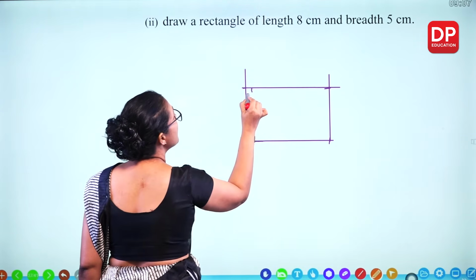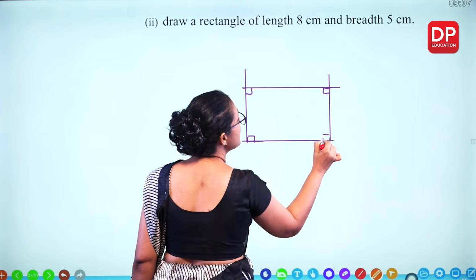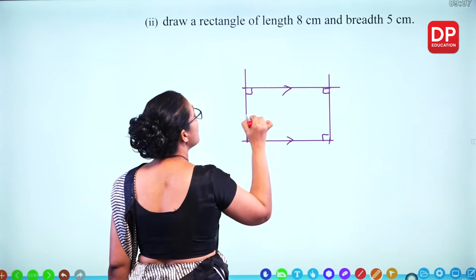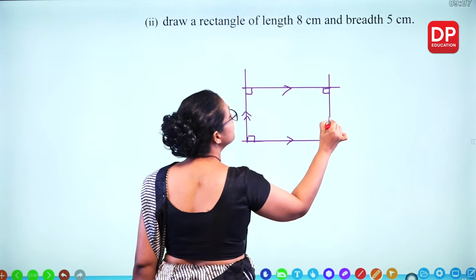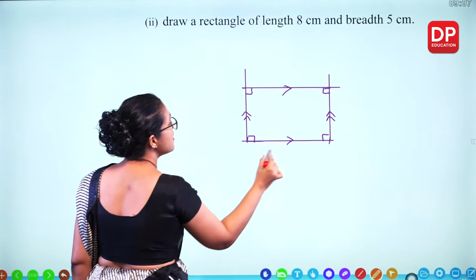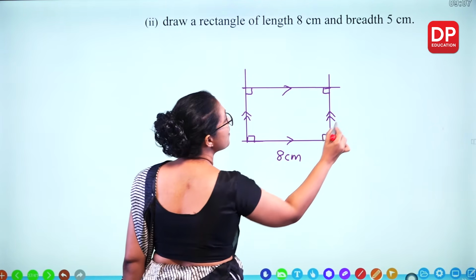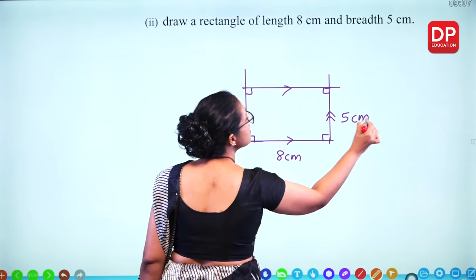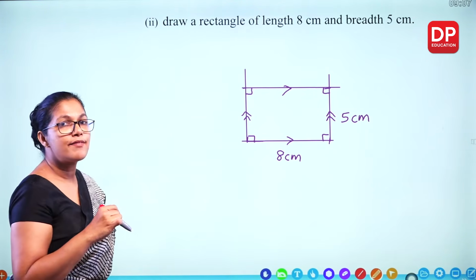And these are perpendicular as well as parallel. Opposite lengths are parallel. The length is 8 centimeters and the breadth is 5 centimeters. So that's a rectangle.